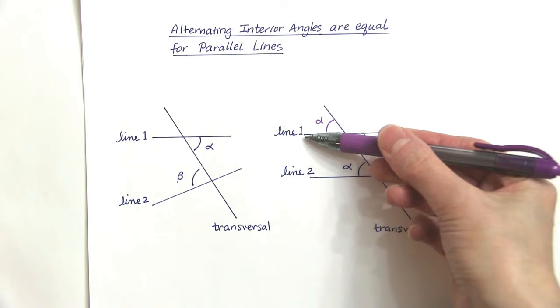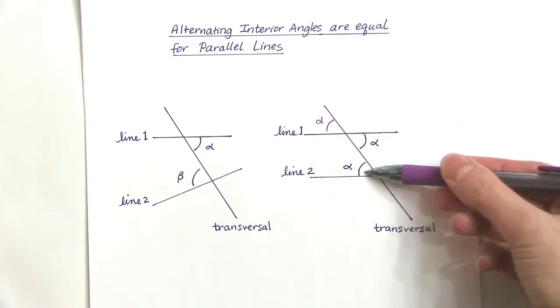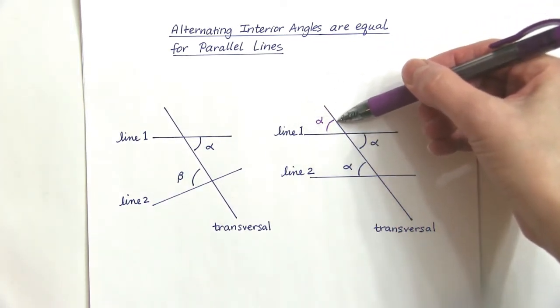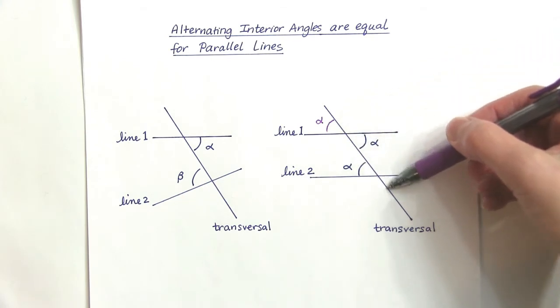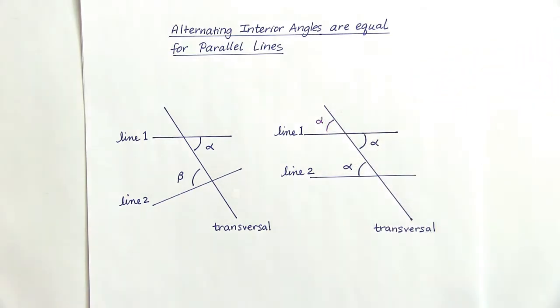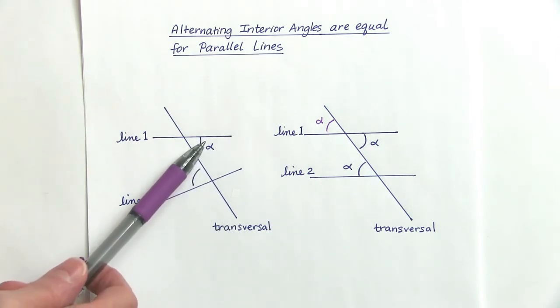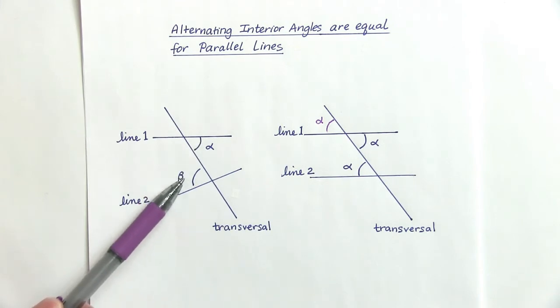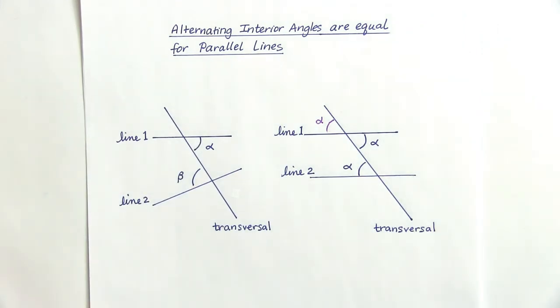And then we can see, because this line is parallel to this, and this line is parallel to itself, that these angles must be equal. Notice if I have two lines that are not parallel and a transversal, then the alternating interior angles will not be equal, like this.